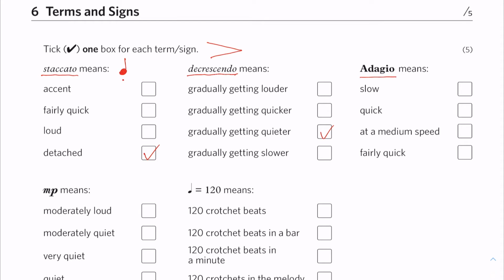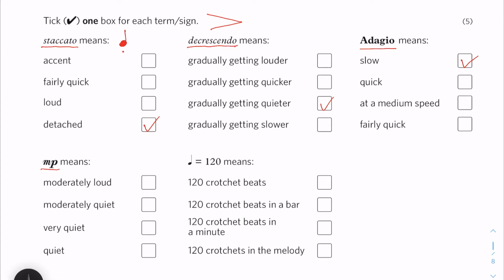Adagio is a tempo which indicates speed. Adagio means slow. MP shows dynamics, which is how loud or how soft you should play that certain part. MP is moderately quiet or mezzo piano. MP stands for mezzo piano.